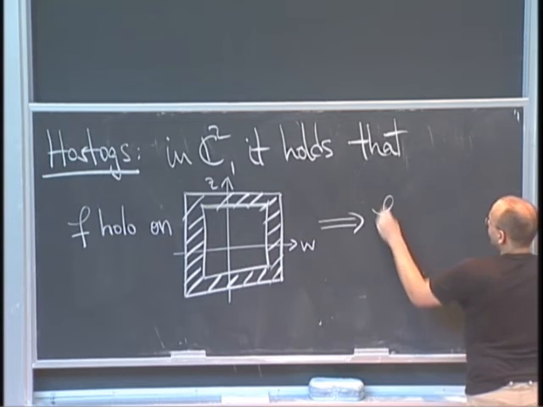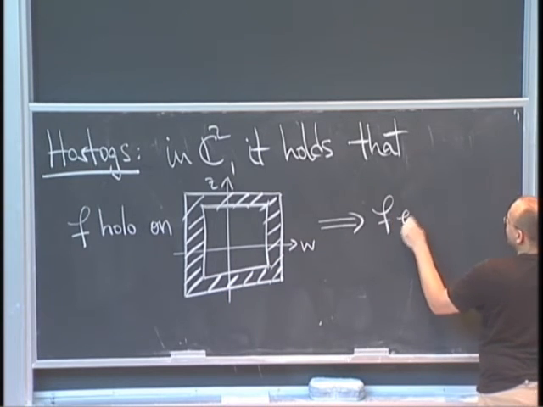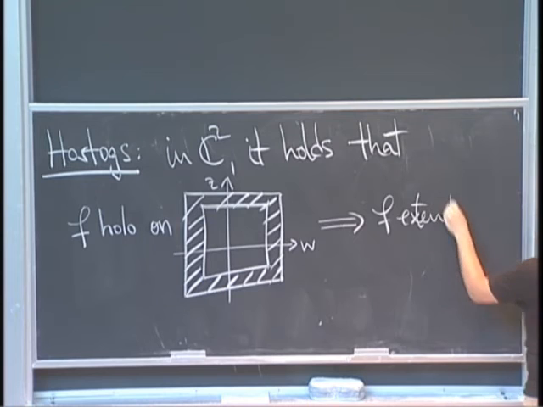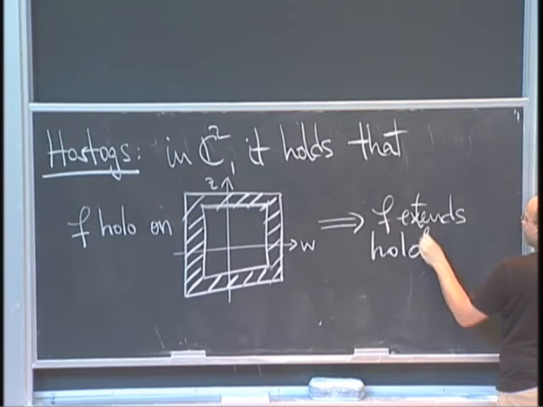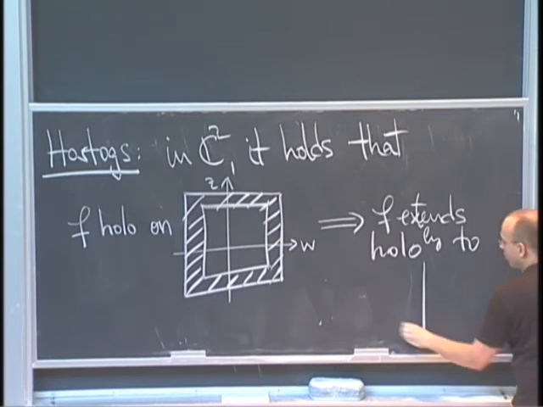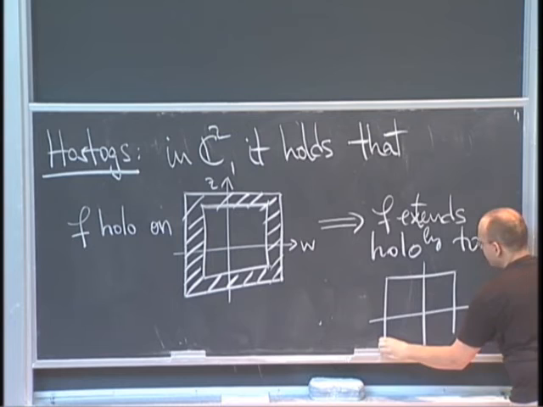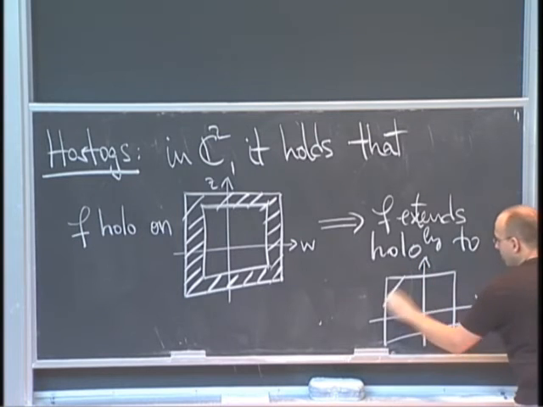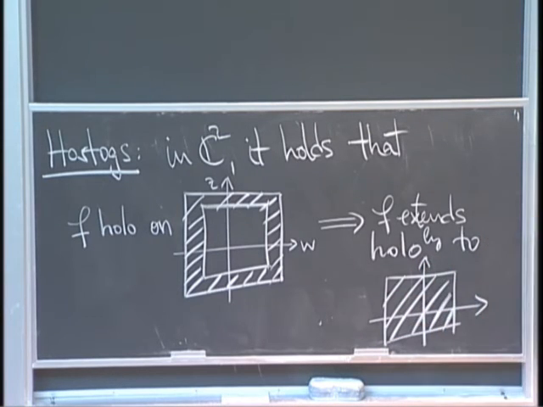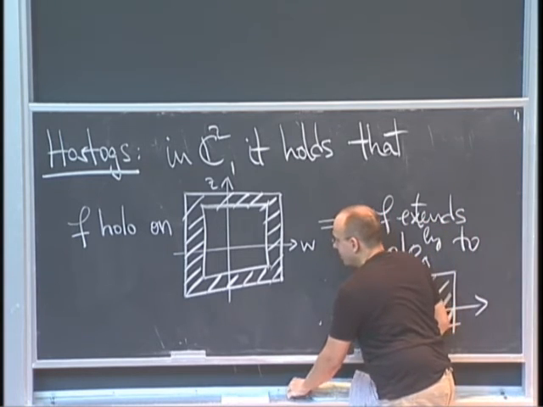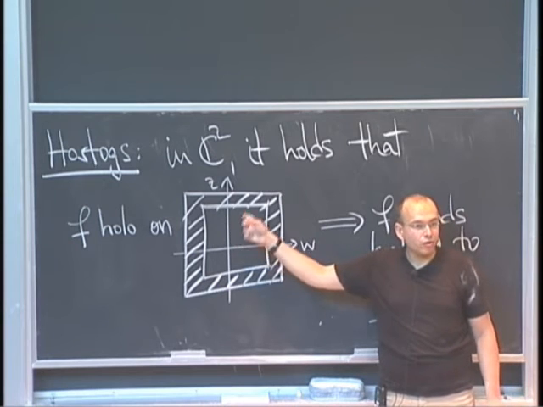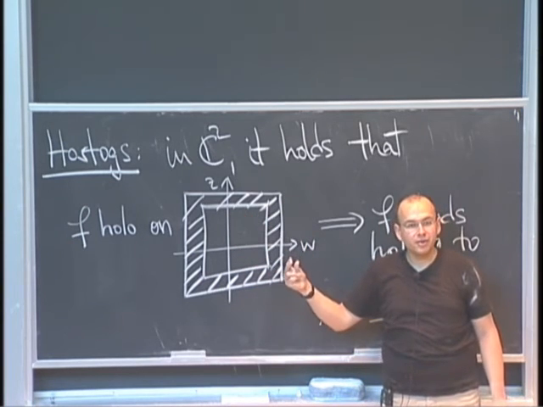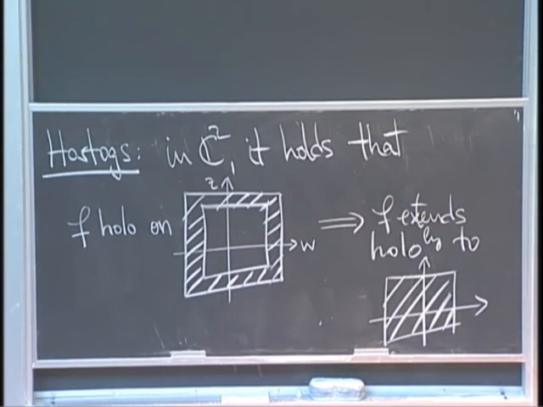This means that f extends holomorphically to the whole neighborhood of the origin. So that's clearly not true in complex dimension 1. If you have a holomorphic function on an annulus, it might have a singularity at the origin. In two complex variables, you have that.